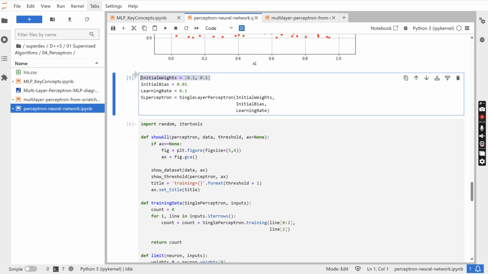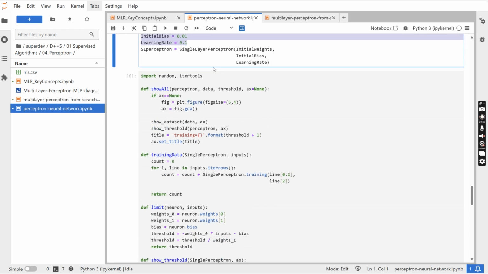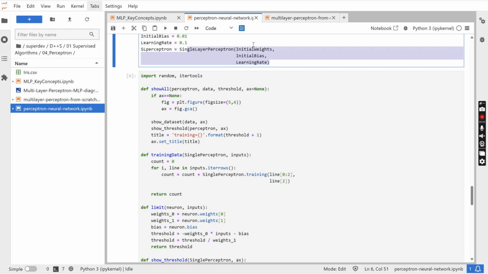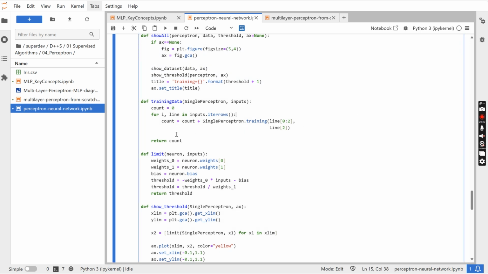Now, we are adding some initial weights, an initial bias, and an initial learning rate only for the sake of this example. Otherwise, we will randomly initialize the weights. We will ask the model itself to initialize the weights; we won't specify any. Only for this example we are giving the weights. Once you give all these values, the single perceptron takes them. This part is just for displaying, ignore that.